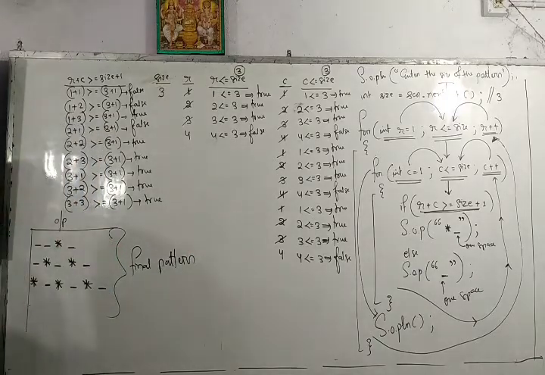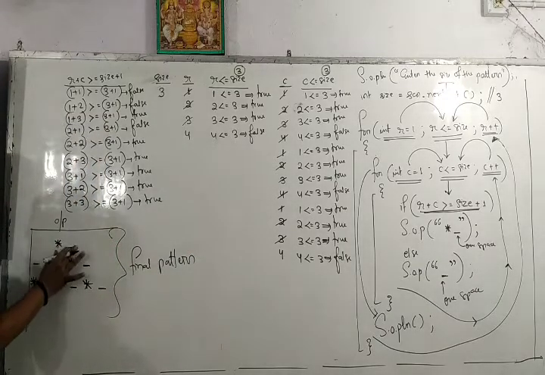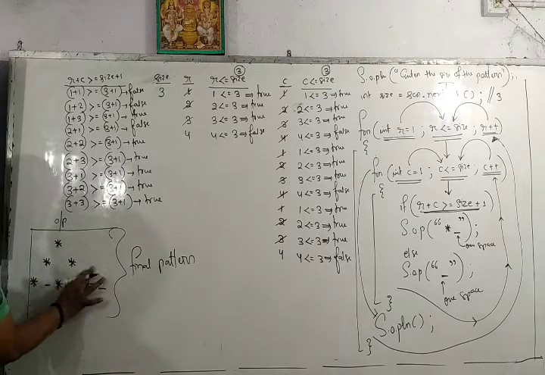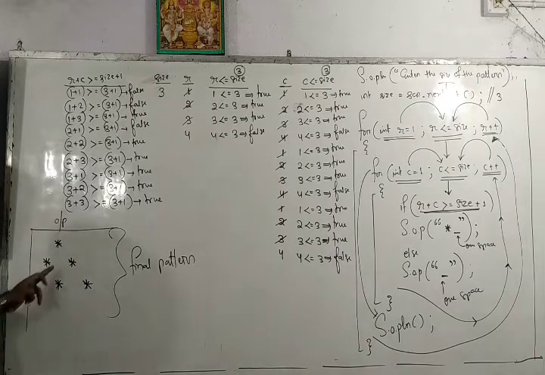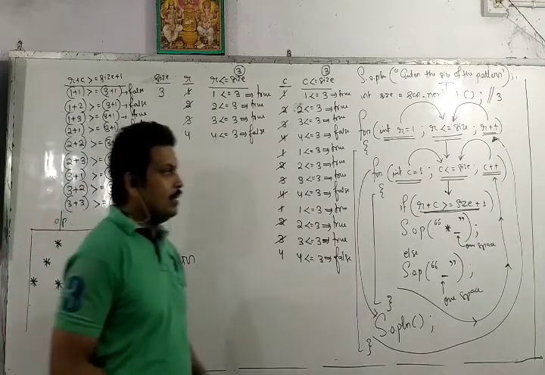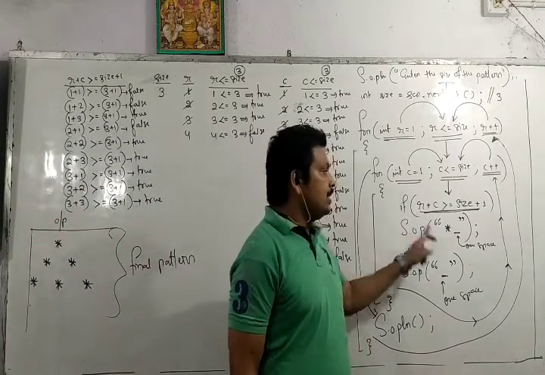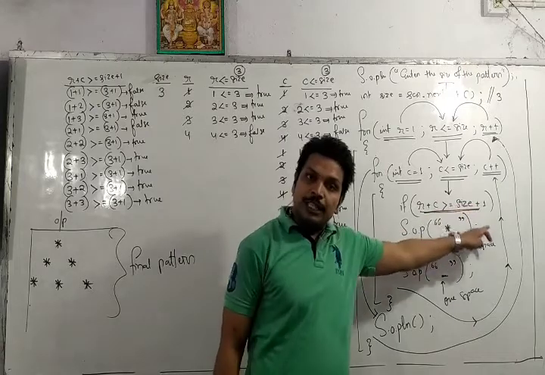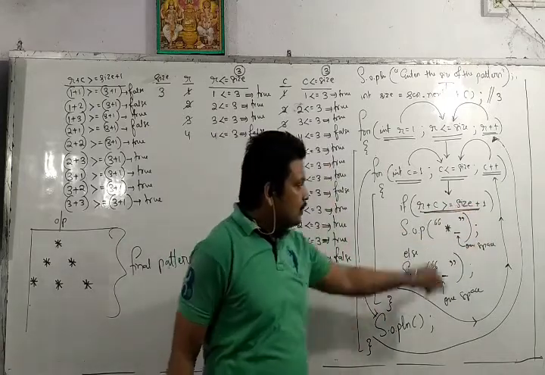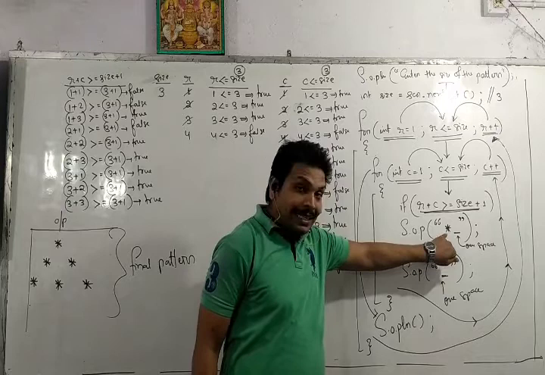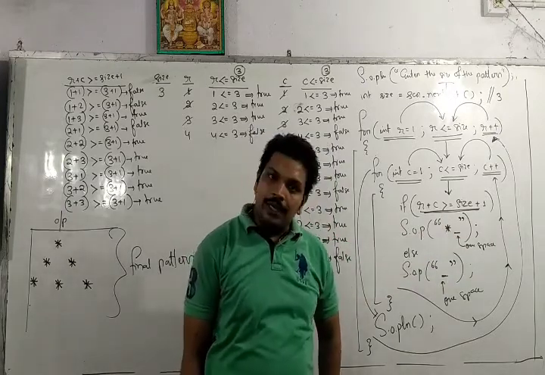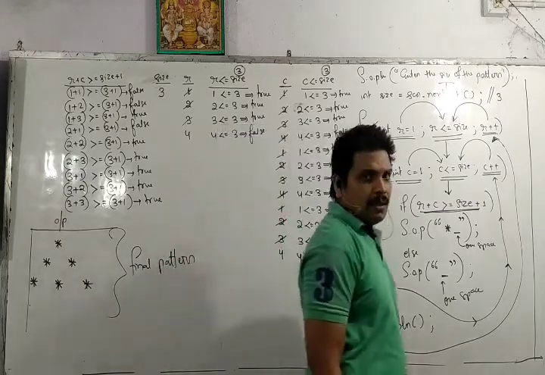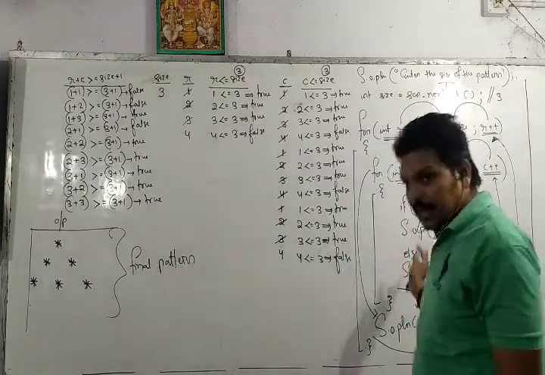Now if I rub these spaces, see, one space in between two stars. Clear? So what is the condition? The condition is r plus c is greater than or equal to size plus 1. And one more thing, while printing a star, we have to print one space along with the star. So this is very easy. Yes or no? Now let me show you the same thing on my laptop.